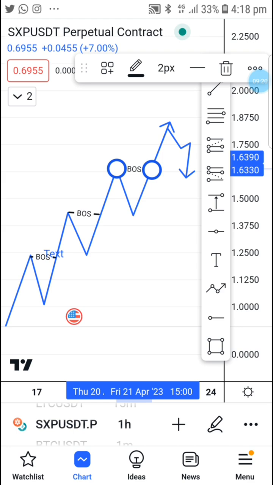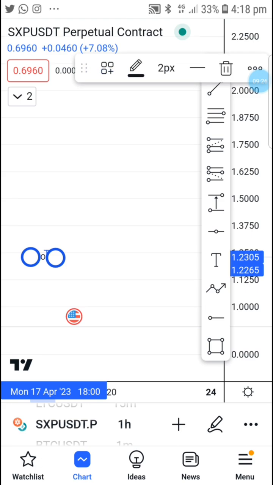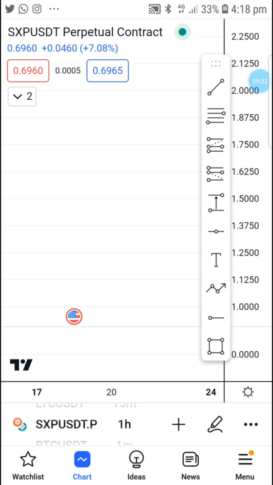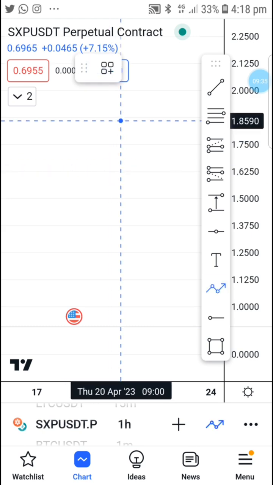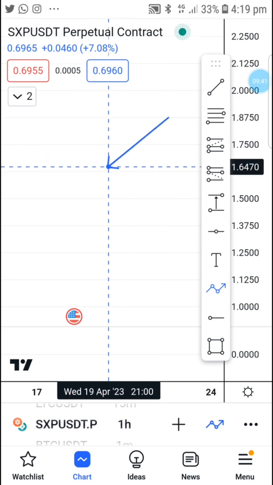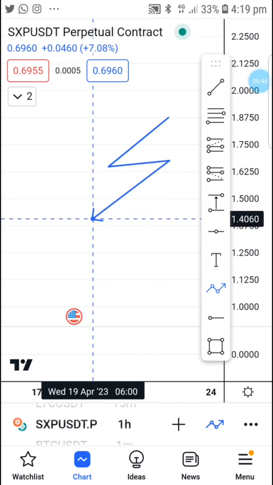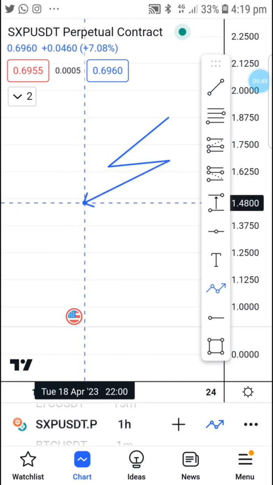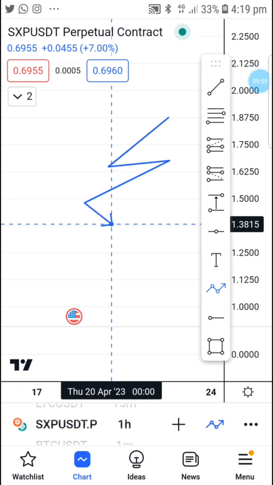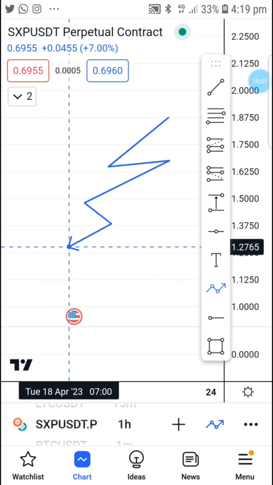Now let's move on to the downtrend. Let me delete this. Let's move to the downtrend. Now, in a downtrend market, I might be having something like this: lower high, lower low, lower high, lower low, lower high.